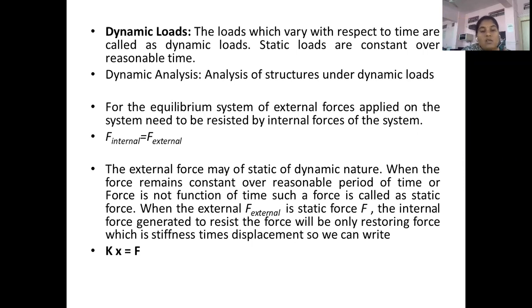Okay, next one is the external force may be static or of dynamic nature. When the force remains constant over a reasonable period of time, or the force is not a function of time, such a force is called a static force. When the F external is a static force, the F internal force generated to resist the force will be only the restoring force, which is the stiffness times displacement. So we can write F is equal to K into X.